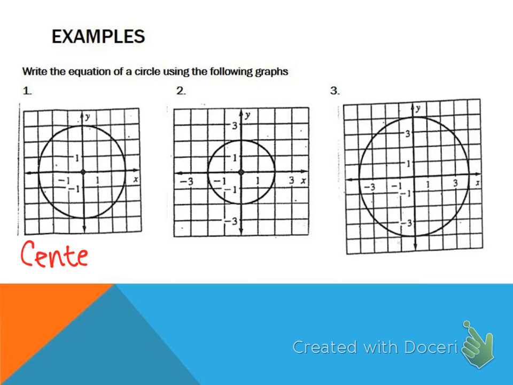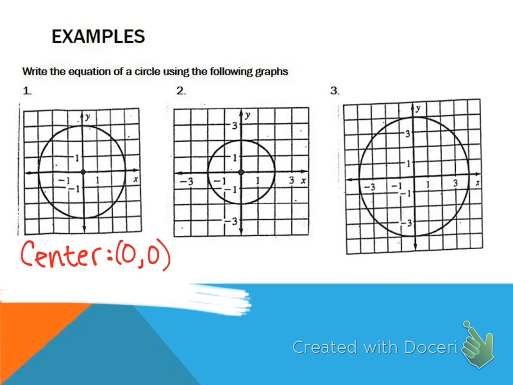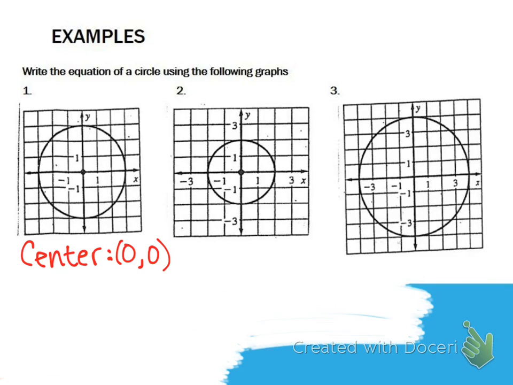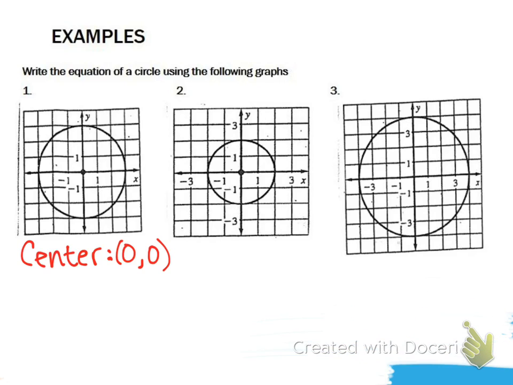So on these, I would recommend just saying where your center is first, even if it's not at the origin, if it's not at 0, 0. Identify your center first and then identify your radius. And once we have that information, it'll be easier to write the equation. So now that we know the center's at 0, 0, if you want to color that in, make that point a little more bold, we need to figure out the radius. How are we going to figure that out?